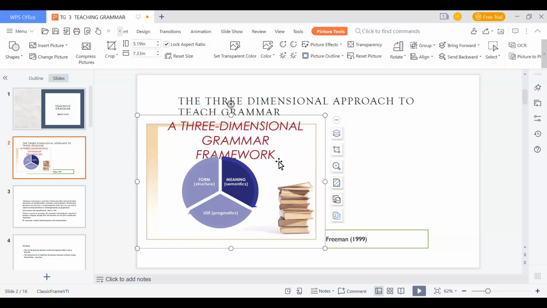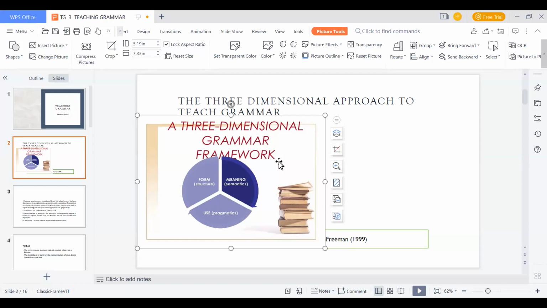Mostly, we teach them only the structure or the form. If it is simple present tense, how to use the S form, base form, how to put it into negative, how to put it into interrogative. We give a lot of practice on that. That is the form or the structure. But just because somebody knows the structure, it doesn't mean that he or she actually can use that grammar in communication.